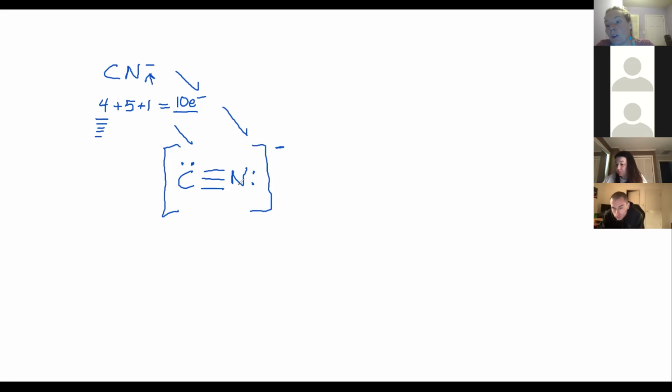So in that case, we had to make a triple bond. Again, rule of thumb, do not put a double or a triple bond on until you need it. If you don't need it, don't use it. If you have enough electrons, use the electrons.